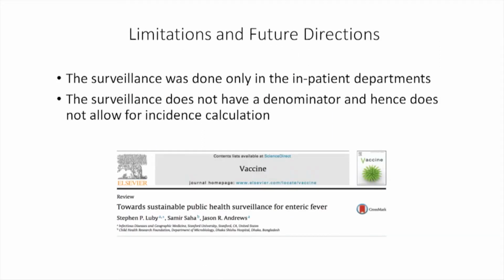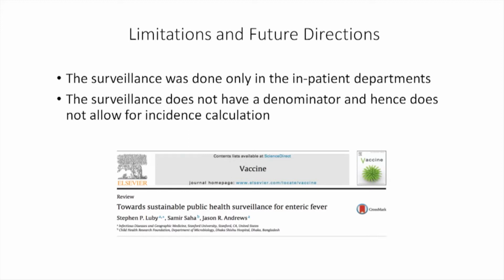This is a great surveillance. However, there are, of course, some limitations. One of the obvious limitations is that it was an inpatient-based surveillance. As Andrew Pollard pointed out, and we have also seen in our previous studies, most of the typhoid cases are actually outpatient department cases. So we are definitely missing a huge number of cases.